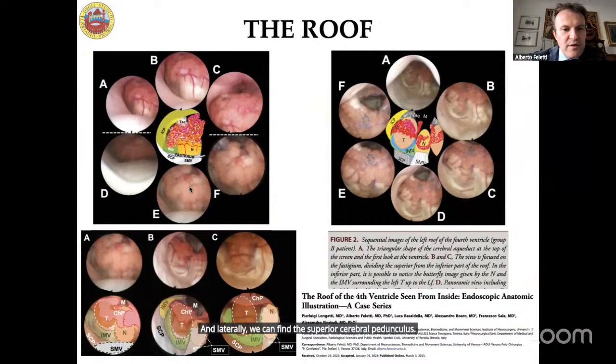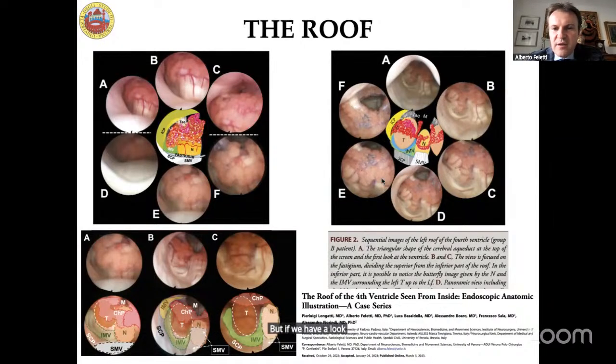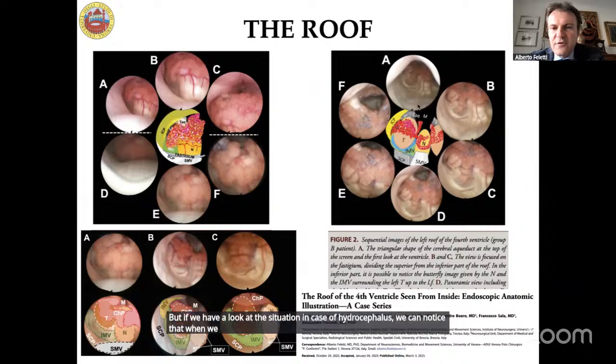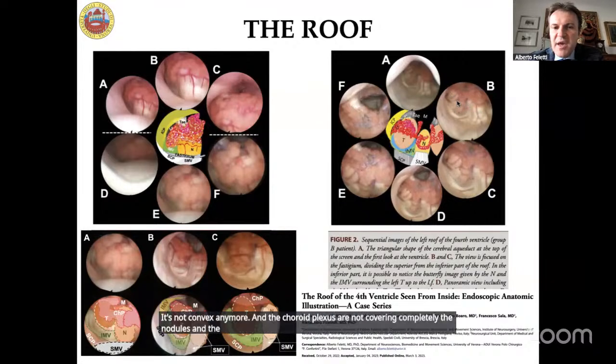If we go deeper in the fourth ventricle, we can see that the nodulus of the cerebellum and the tonsilla of the cerebellum are almost completely covered by the choroid plexus. But if we have a look at the situation in case of hydrocephalus, we can notice that when we enter the fourth ventricle, the superior medullary velum is more flat. It's not convex anymore. And the choroid plexus are not covering completely the nodulus and the tonsilla, which become very, very clear.